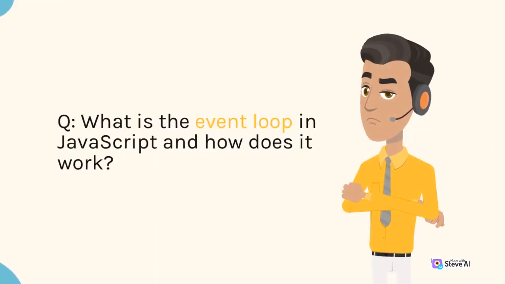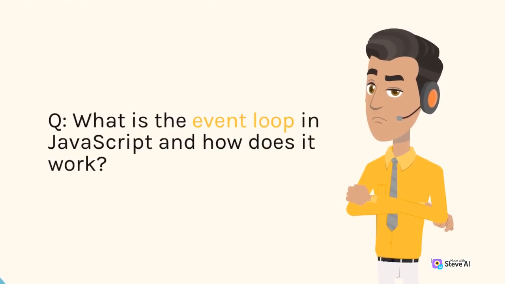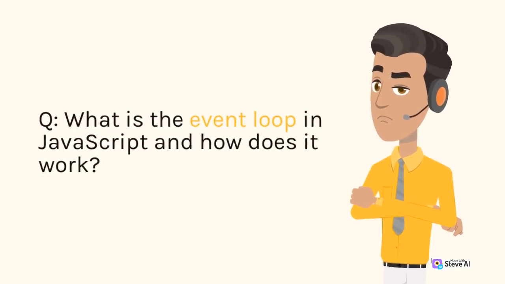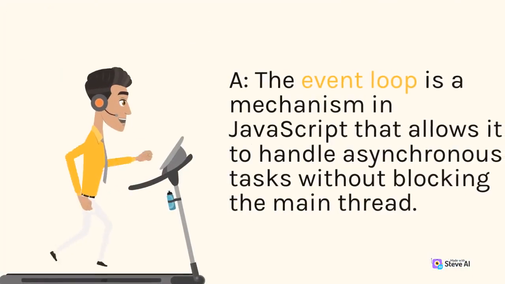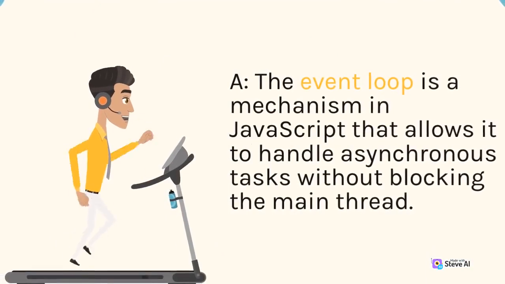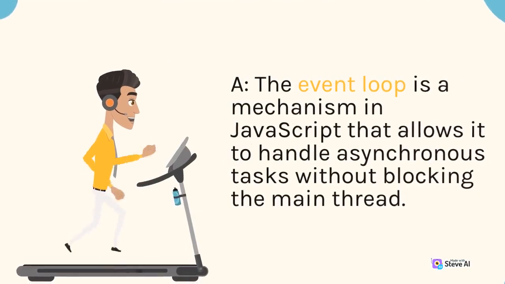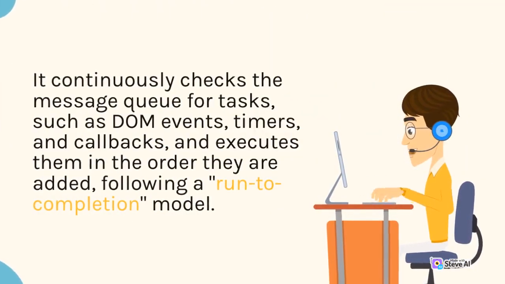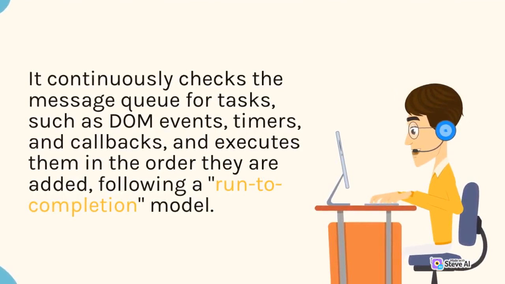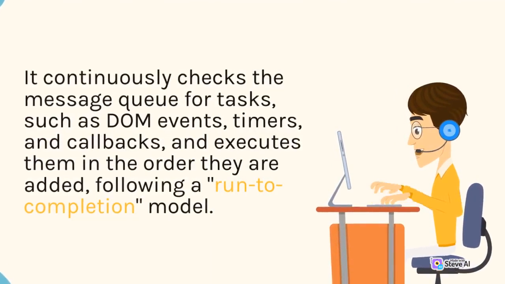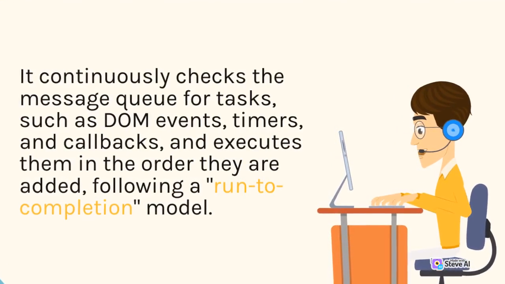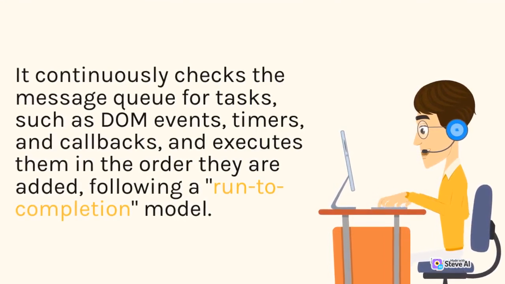Q. What is the event loop in JavaScript and how does it work? A. The event loop is a mechanism in JavaScript that allows it to handle asynchronous tasks without blocking the main thread. It continuously checks the message queue for tasks, such as DOM events, timers, and callbacks, and executes them in the order they are added, following a run-to-completion model.